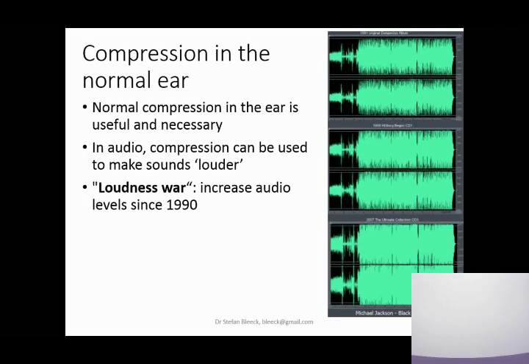In audio, compression can be used to make sounds louder. How does that work? You compress something and it becomes louder? That's a bit counterintuitive, but it's exactly what happens if you compress sound. Namely, here are recordings of Michael Jackson's Black or White, from 1991, 1995 and 2007. You see the difference between these?